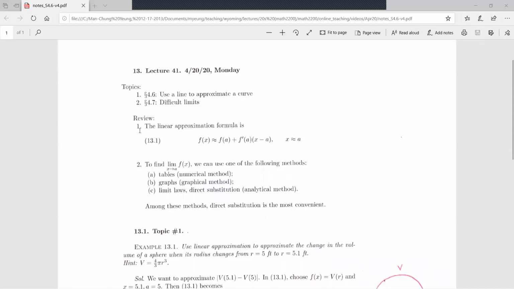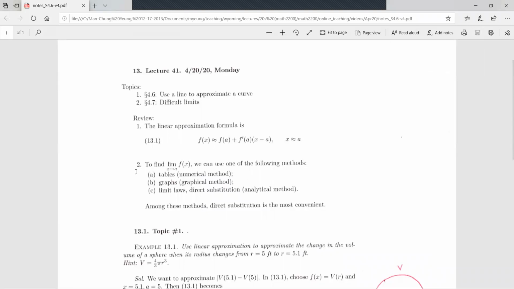Take a review. Review 1. The formula of linear approximation is this. About this formula, the left-hand side is a curve. Right-hand side is the tangent line to that curve at the point A. When the points X and A are close to each other, this approximation is very good.